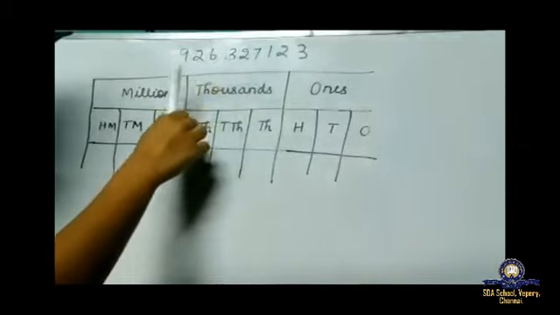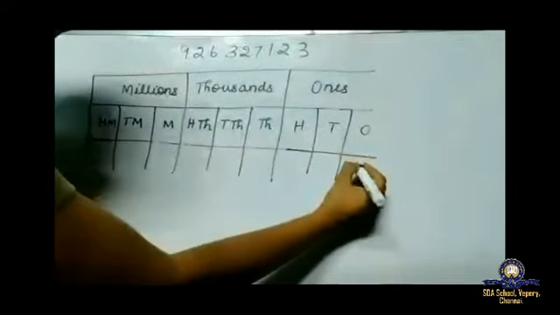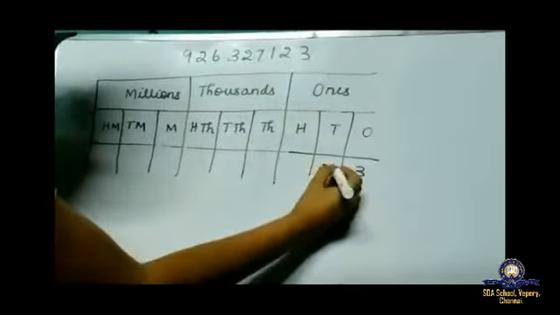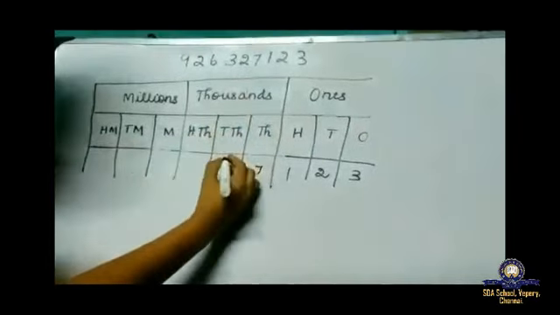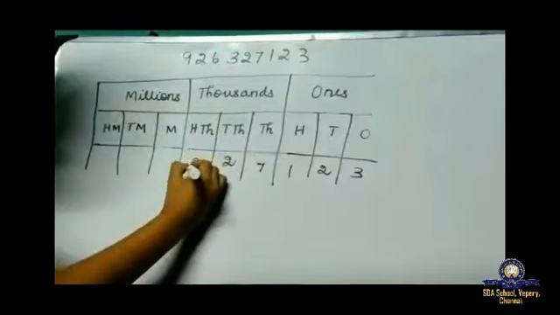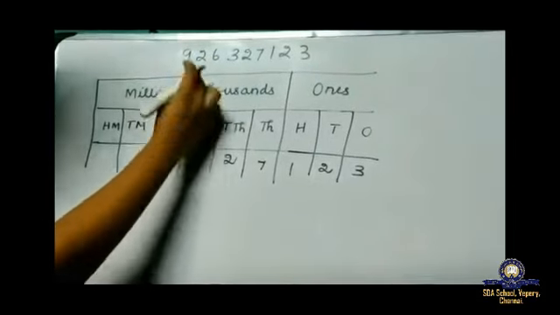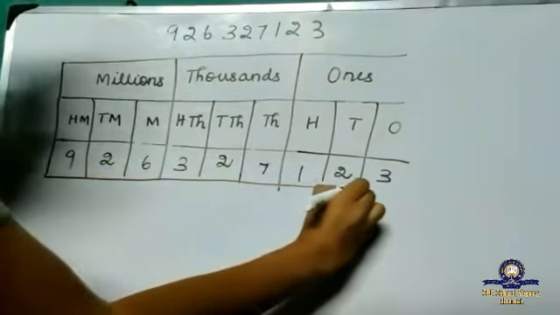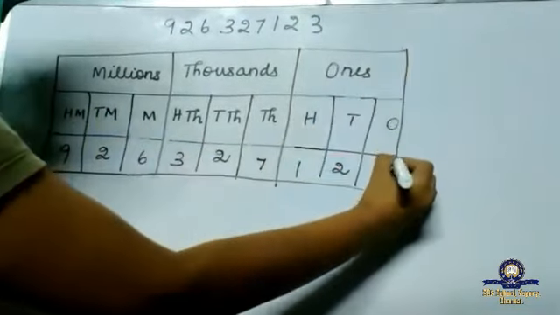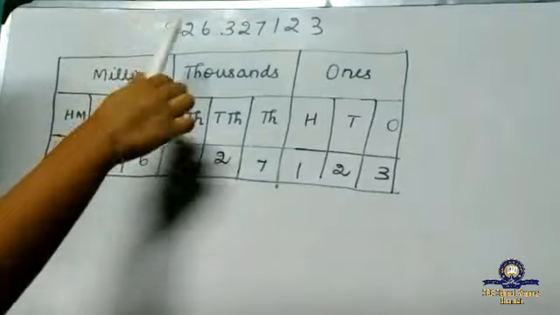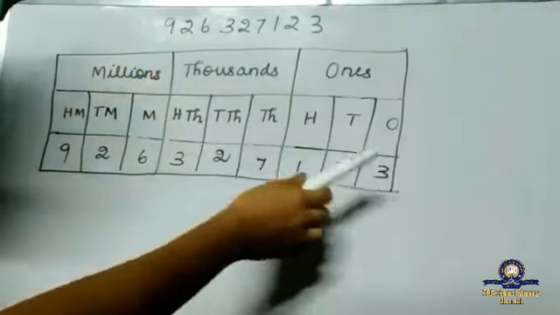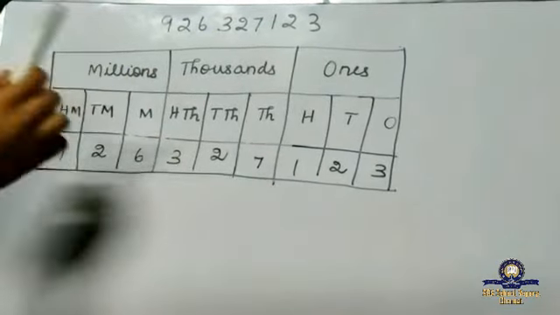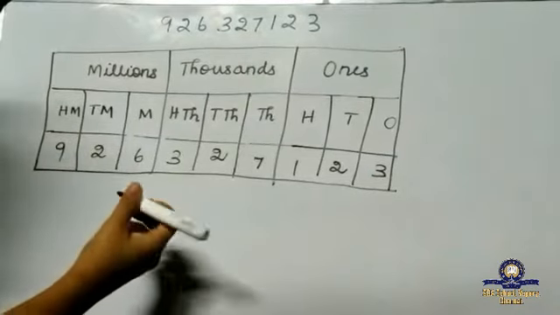So now I'm going to assign the numbers in the place value chart. While assigning, I'm going to come from the right hand side. So 3 comes under the ones place, 2 in the tens, and 1 in the hundreds place, followed by 7 in the thousands, 2 in the 10,000s, 3 in the 100,000s, 6 in the millions, 2 in the 10 millions, and 9 in the 100 millions place. Okay, students. While assigning the numbers in the place value chart, I'm going to come from the right hand side, and while naming the numbers, I'm going to come from the left hand side.